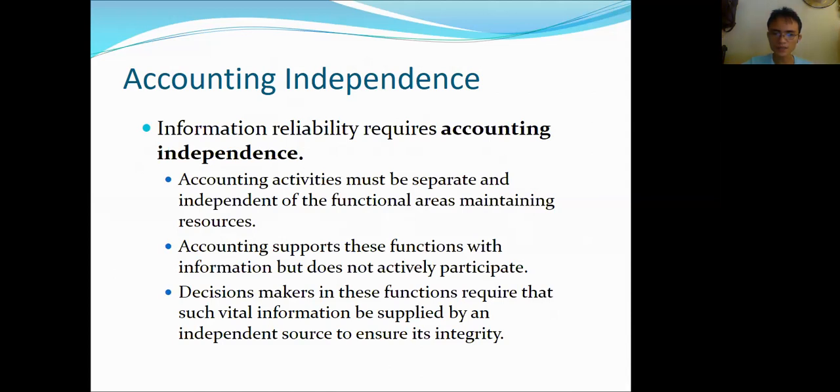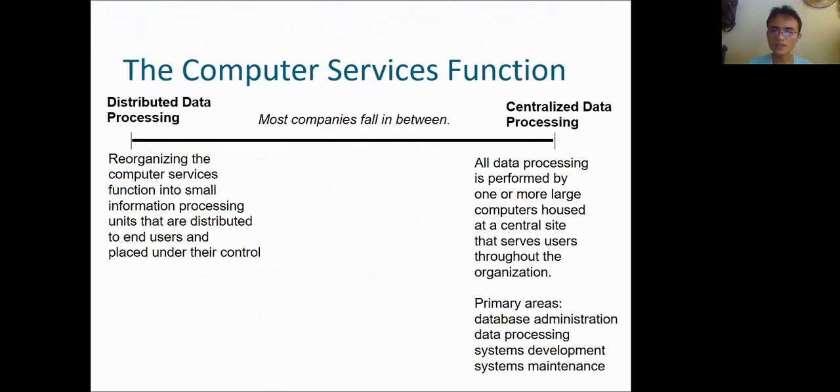So the decision makers require that such vital information be supplied by an independent source to ensure its integrity. So here are the computer services function being shown, that there are two types of data processing. In fact, this has also been discussed in cost accounting subjects, that there is the so-called centralized management, even in management subjects, and also decentralized or distributed management.